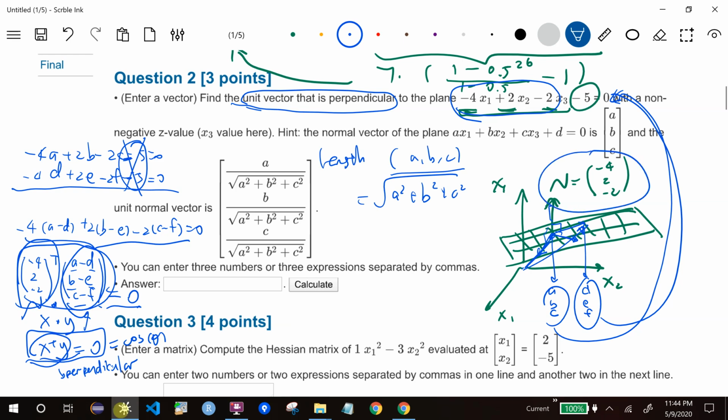So the length of this vector is not 1. We want to make it 1. A unit vector means a length 1 vector. So we can just divide this by the length. Dividing by the square root of 4 squared plus 2 squared plus 2 squared, or whatever the resulting thing is, you put it here, it's the normal vector. I mean the unit normal vector.